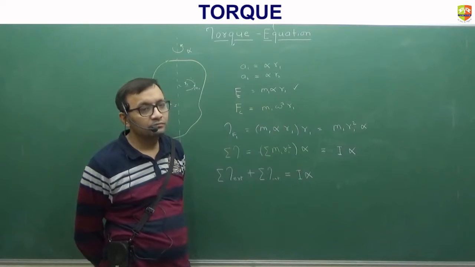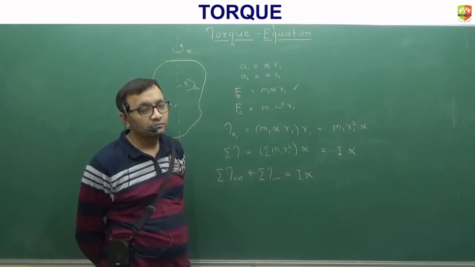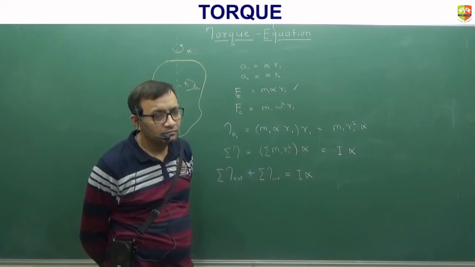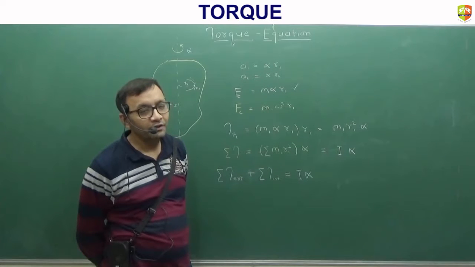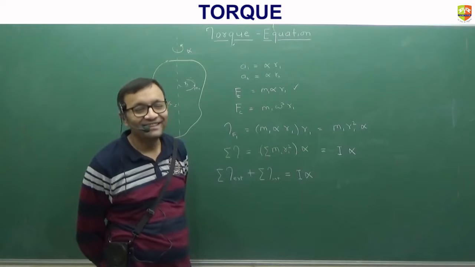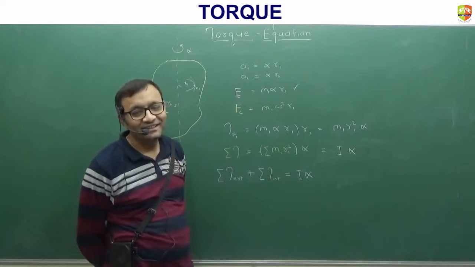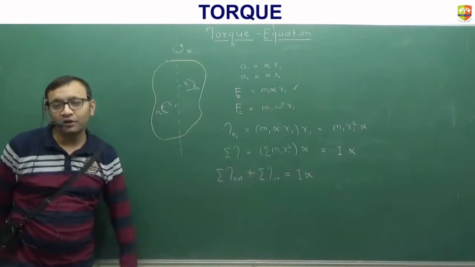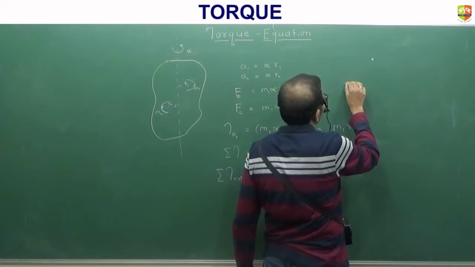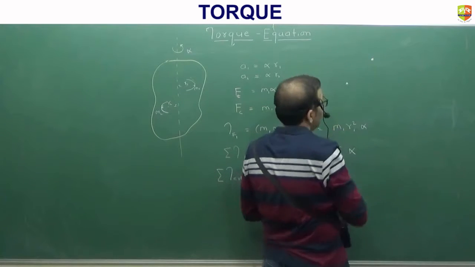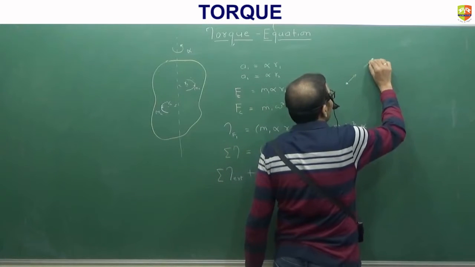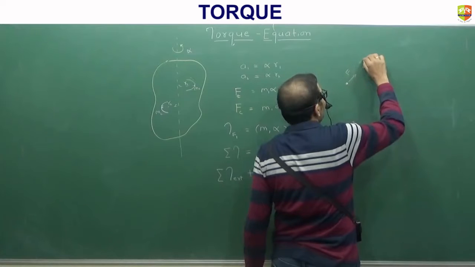Why will net internal torque be 0? Because, let's say there's a force between two particles. One will generate a torque in one direction, the other will generate it in the opposite direction. Prove it mathematically. Prove that sum of all internal torque will be 0. Just take two masses, okay? Here are two masses. Internal forces will be acting towards each other, equal and opposite. If one is F, the other will be minus F.